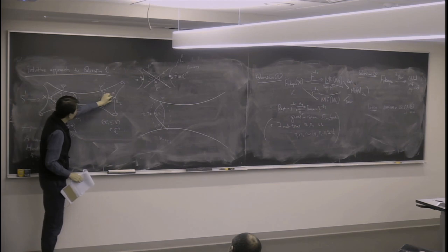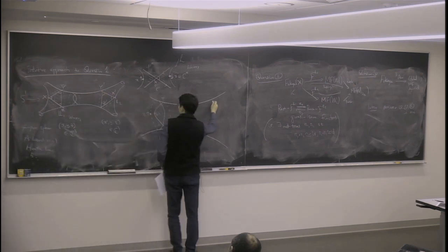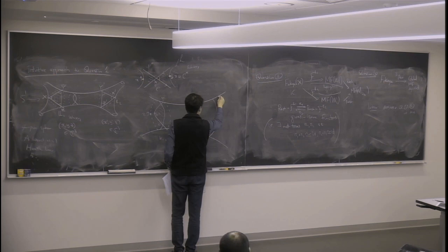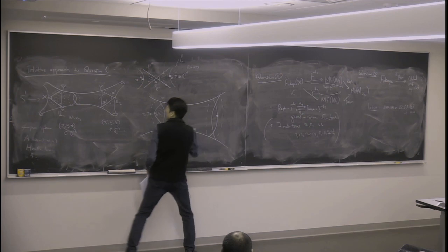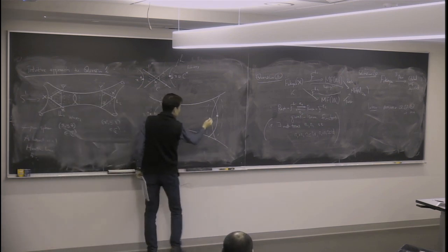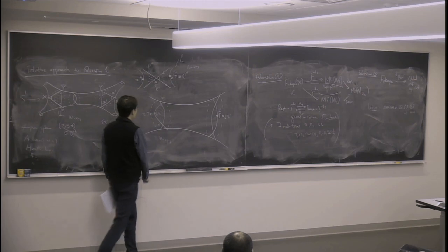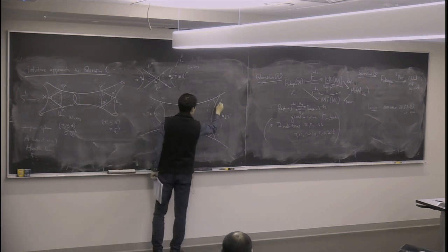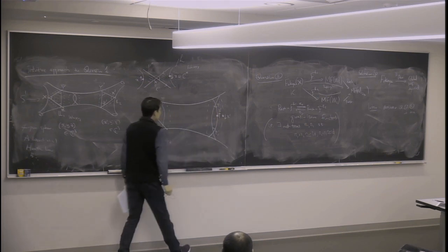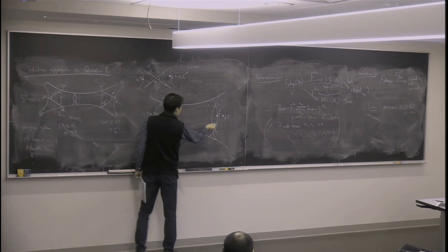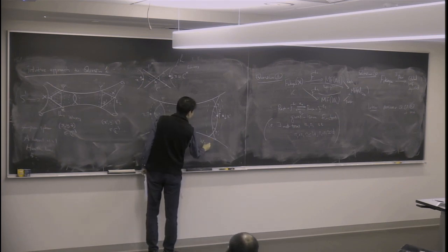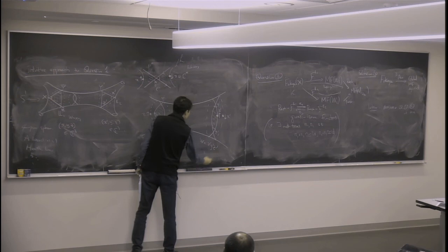And we can also do the surgery here. Then what we get is a similar picture. So this one going up, this one going up, this one going down. So this is x prime, this is this way. And this is y prime, and this is z prime. And the potential is x prime, y prime, z prime.